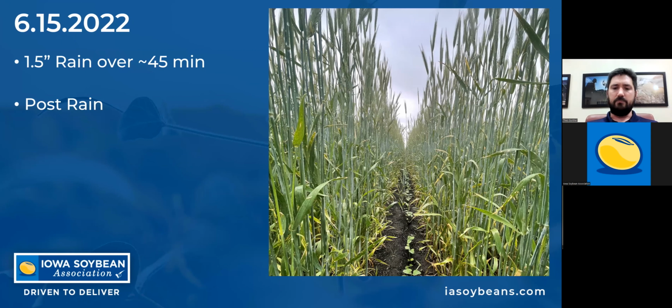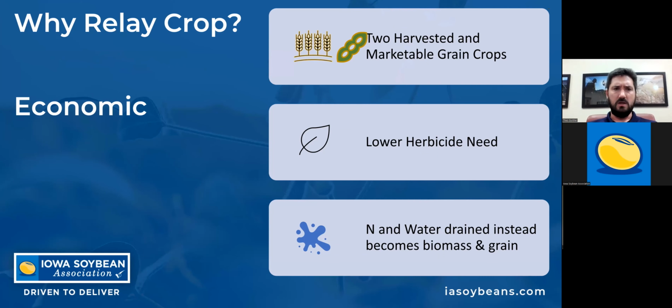So while this is just one example of how it can be environmentally beneficial, when you get a hard rain like that, there's others along with that I mentioned before about soil stabilization and nitrogen use. Some economic benefits that can occur from this system. The obvious is that you're doing 2 marketable grain crops. That's the primary driver. But beyond just having more marketable product coming out of any individual acre, you also potentially have lower herbicide needs.